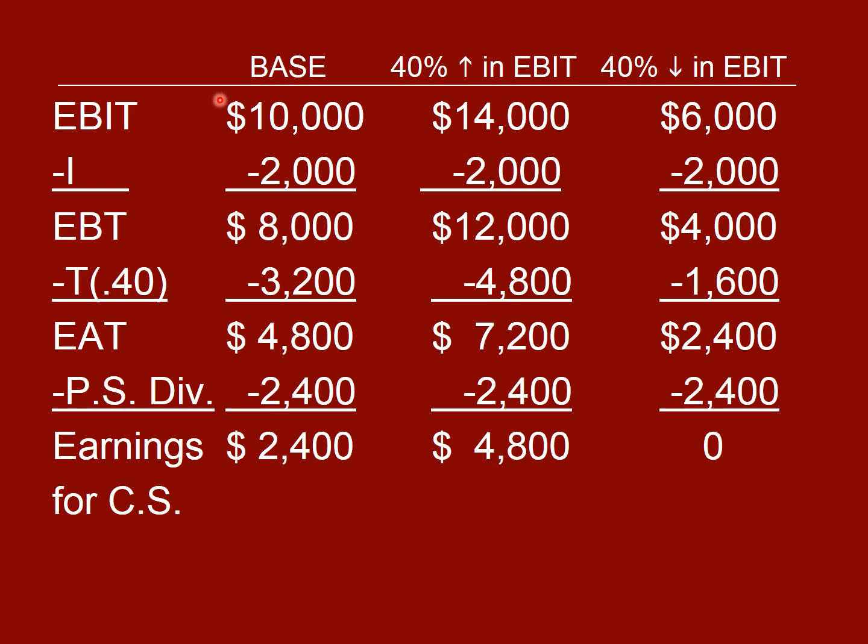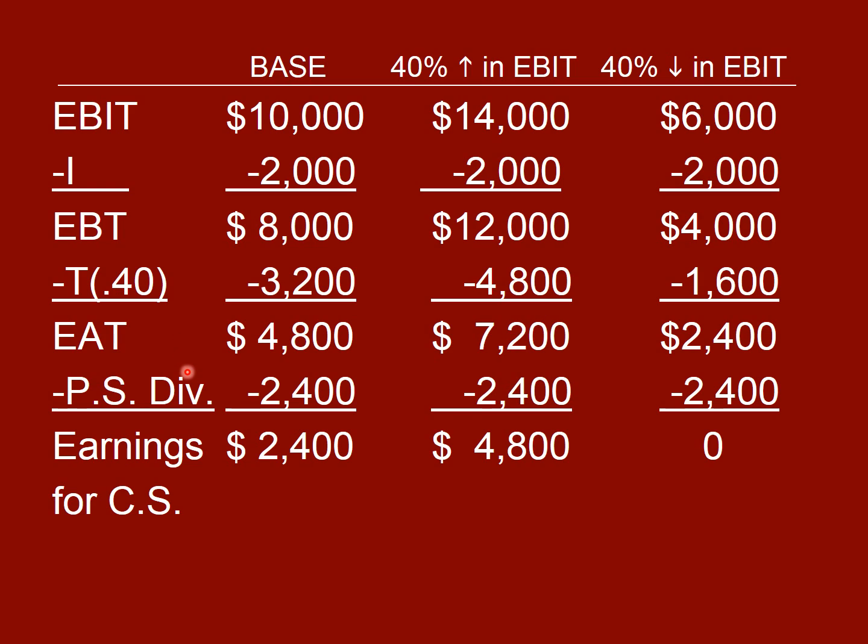So here's the base level information in income statement format. So we said that earnings before interest and taxes were going to be $10,000. We subtract our interest expense, which we said was going to be $2,000. We had a 10% rate and $20,000 worth of bonds outstanding, so $2,000. We have earnings before taxes then, when you subtract, of $8,000. We take 40% of that $8,000 to get our taxes of $3,200. Leaves us earnings after taxes of $4,800.